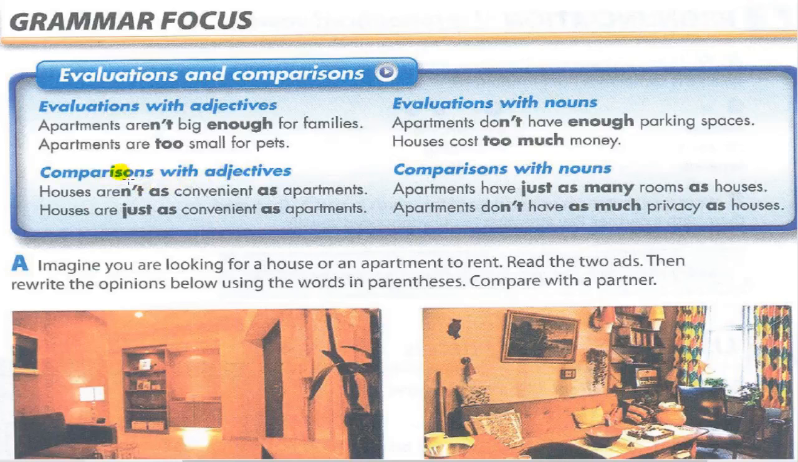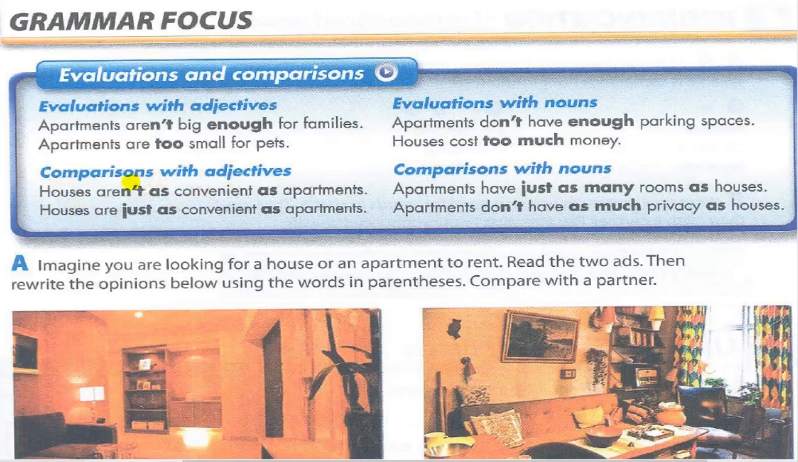Comparison, to compare one and one. You compare between two. Houses, you compare between houses and apartments. Houses are not as convenient as apartments. Houses are just as convenient as apartments. Convenient, suitable. Take care, in comparison here with adjectives, we use as, adjective as.